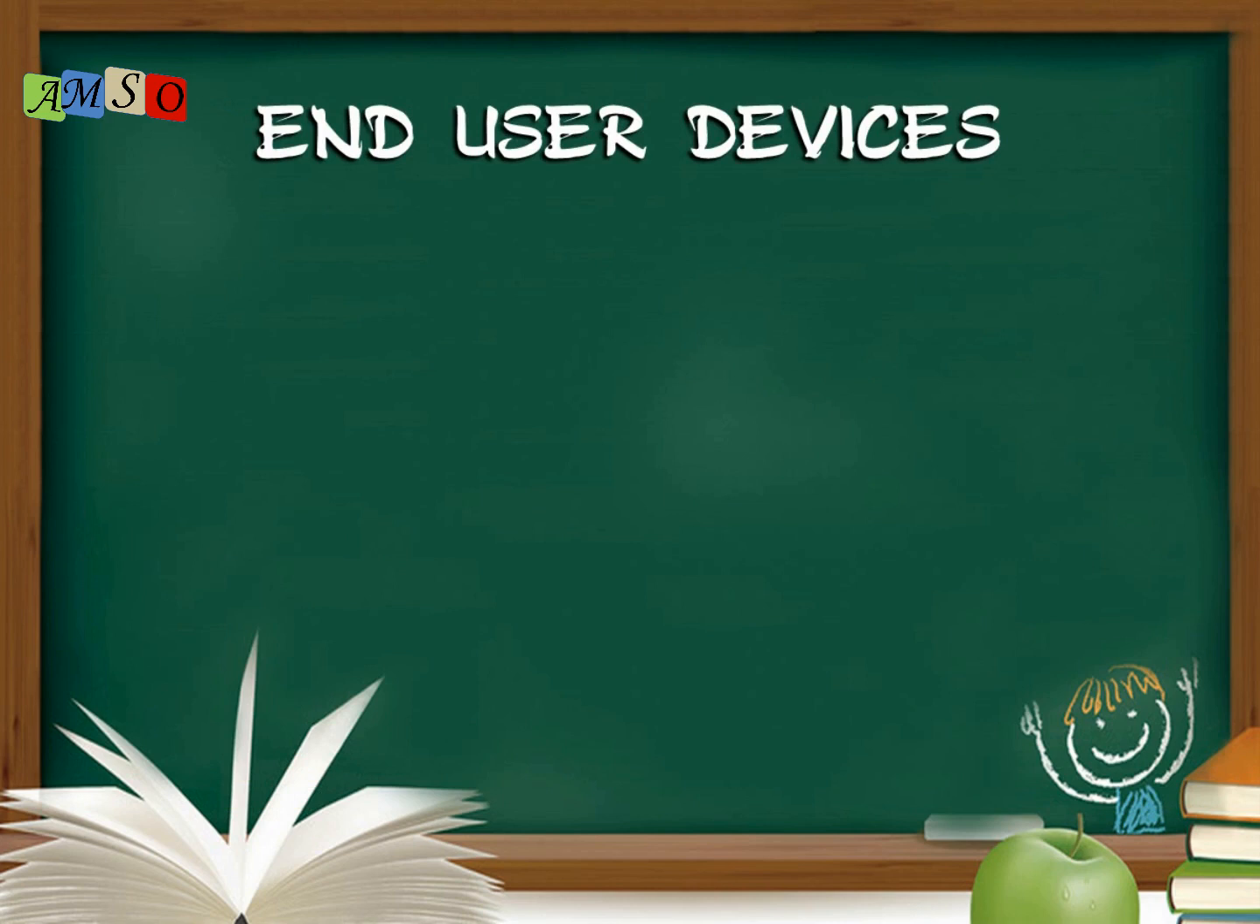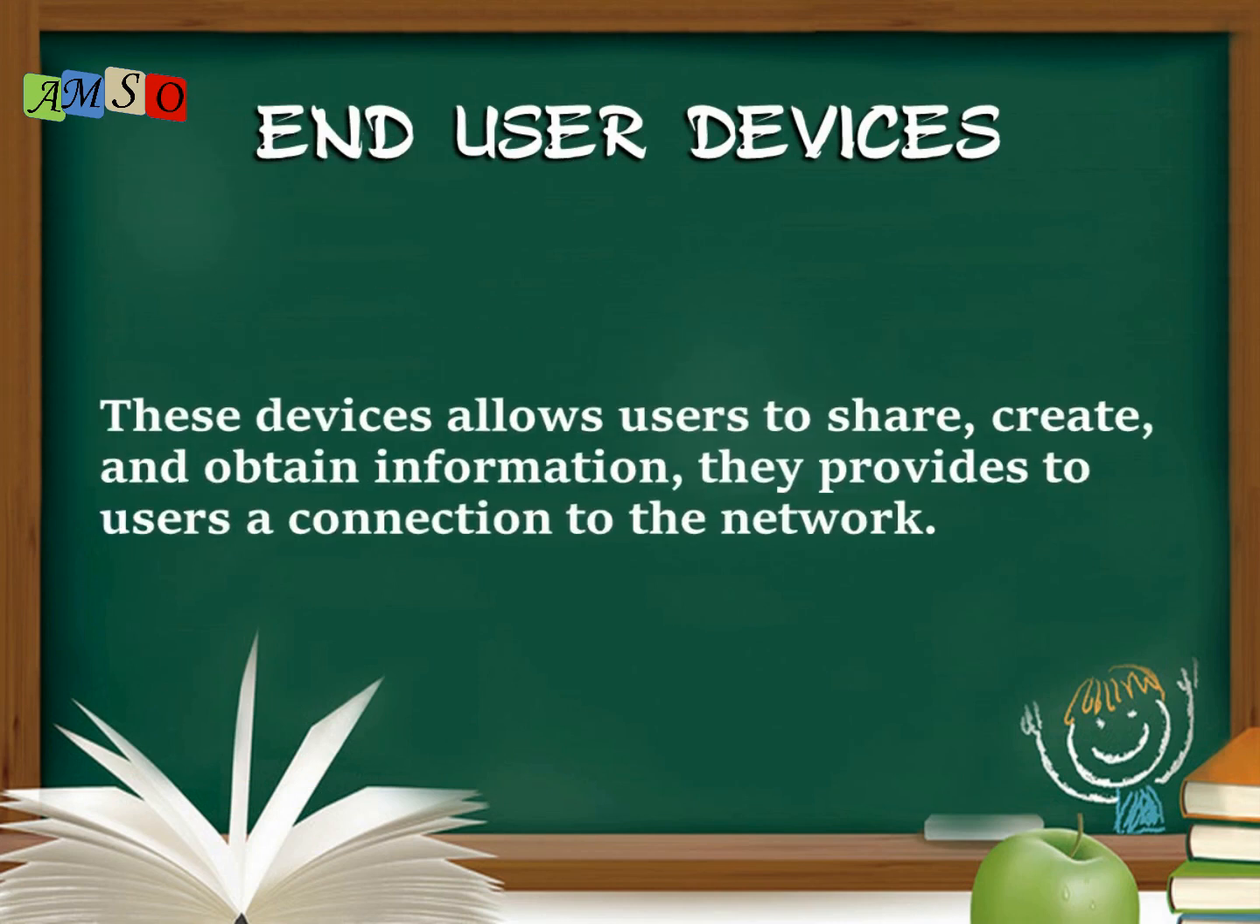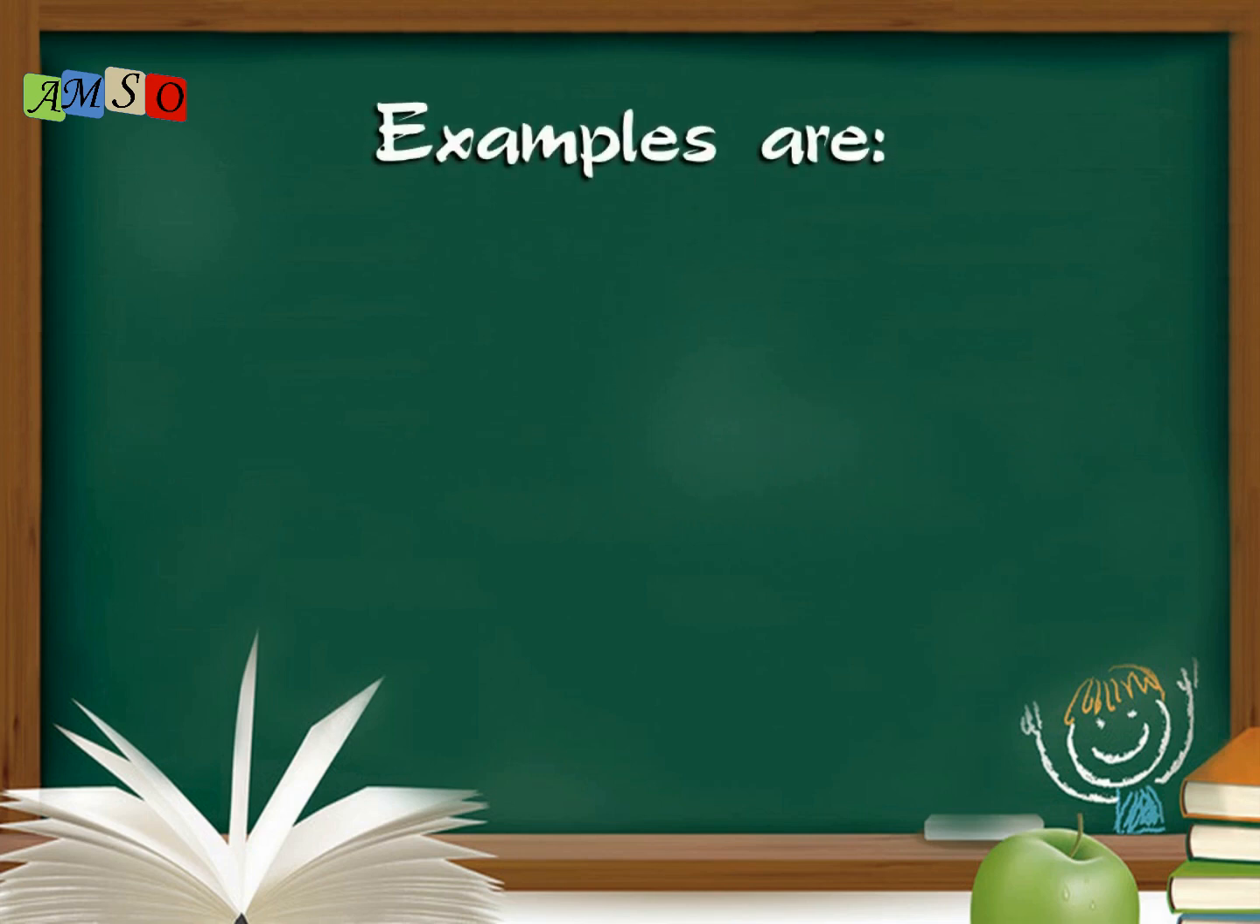So now, let's see what the end user devices are. End user devices allow users to share, create, and obtain information. They provide the user a connection to the network. So end user devices are devices that allow one to obtain information from the network, that allow somebody to receive information from the network. Examples of the end user devices are, you have the printer. You can obtain information from the internet. Let's say a friend of mine sent me a message and I want to print it out in the form of a hard copy. I can do that using a printer, which is an end user device.